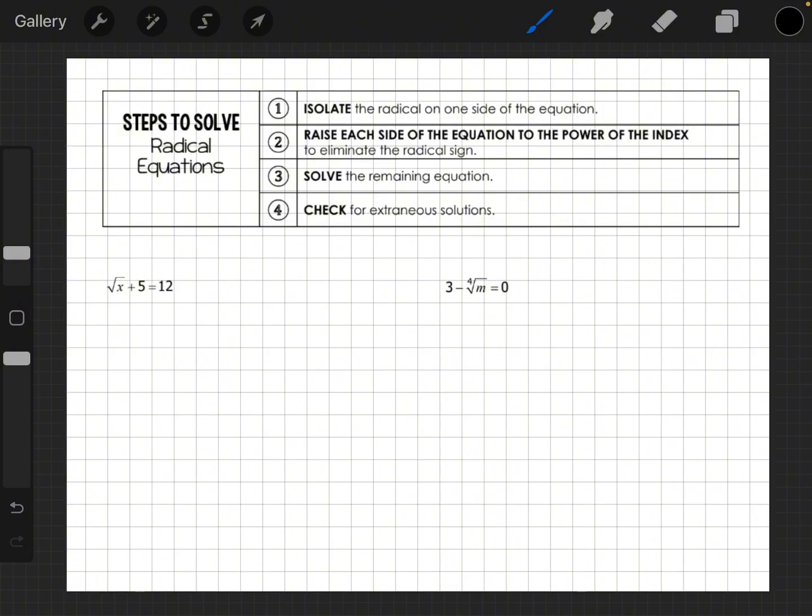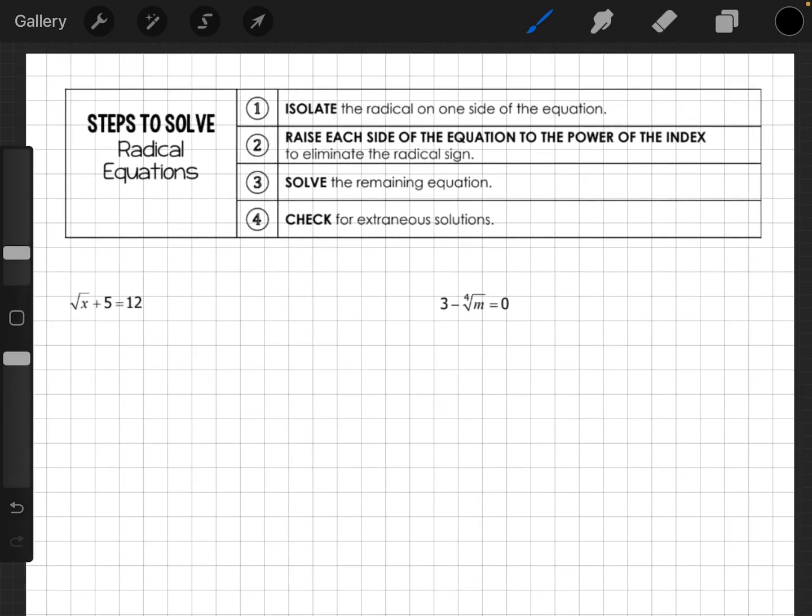Next, we'll raise each side of the equation to the power of the index to eliminate the radical sign. Then we'll solve the remaining equation. And finally, we'll check for extraneous solutions. So we'll work through a very simple example just to see each step in action.